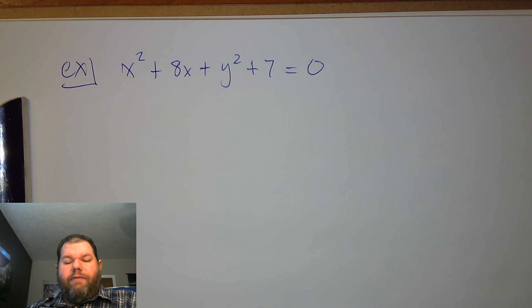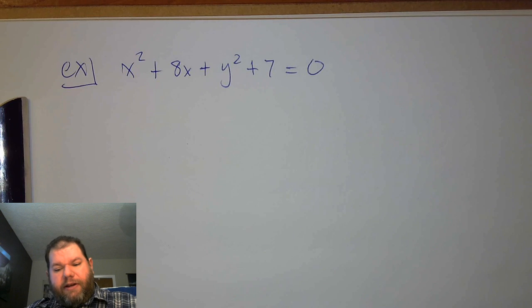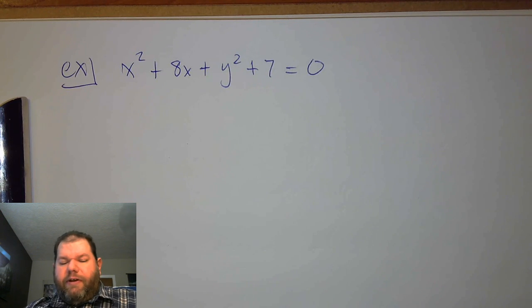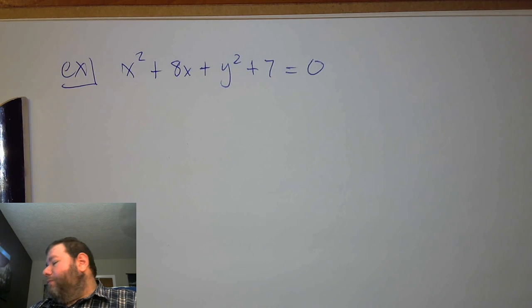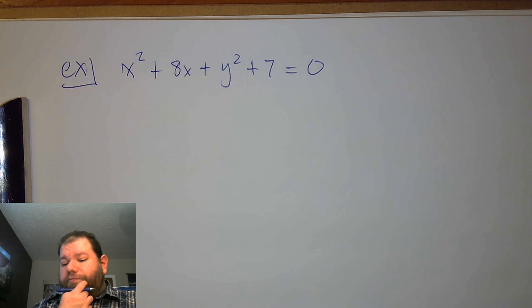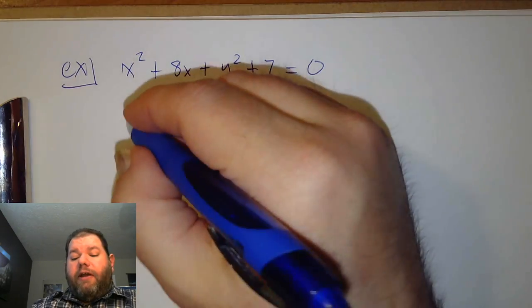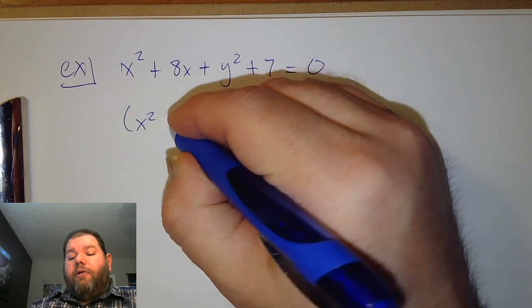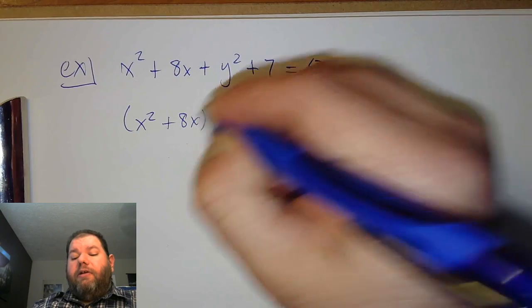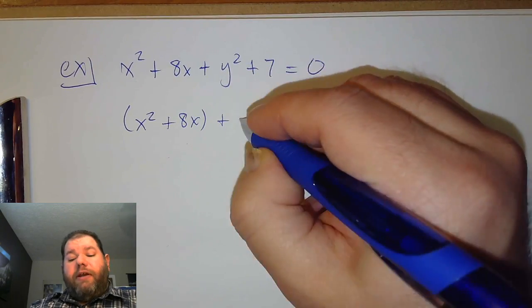I kind of wrote this out of order. I meant to put x squared plus y squared first, and then plus 8x plus 7. It's fine, though. So we have x squared plus 8x plus y squared plus 7 is equal to 0. Our first step, we said before, was we want to group the x's and the y's together. So the x's, we just have x squared plus 8x. And the y's, we only have y squared.